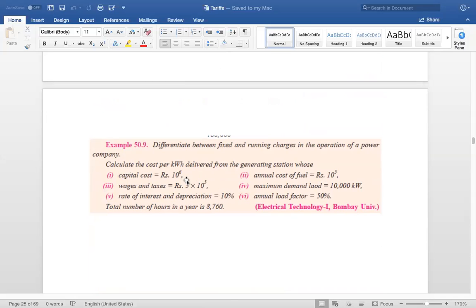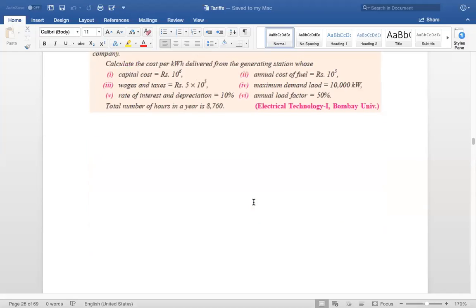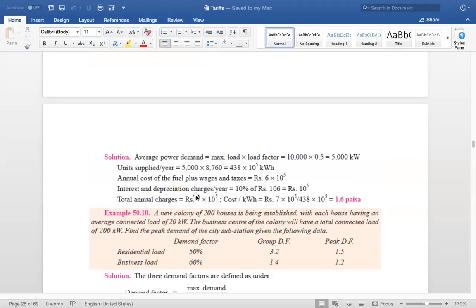Calculate the cost per kilowatt hour delivered from the generating station whose capital cost is $1 million. Annual cost of fuel is 500,000. Wages and taxes also 500,000. Maximum demand load is 10,000 kilowatt. Rate of interest and depreciation is 10%. The annual load factor is 50%. And the total number of hours in a year is 8,760. So the average power demand, maximum load times the load factor, 10,000 times 0.5 is 5,000 kilowatt. Units supplied per year, it's 5,000 times 8,760, which gives us 438 times 10 to the power of 5 kilowatt hours.